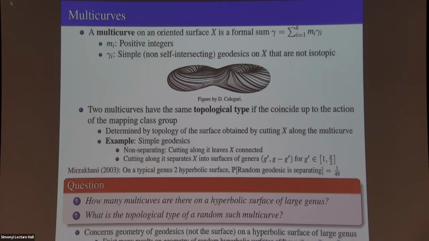Sorry, what was random geodesic then? I'll explain that in a second. So yeah, I owe you that definition. So I'm once again going to bring it down to a finite family and then pick one at random.